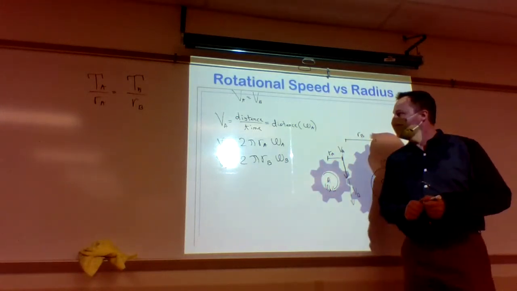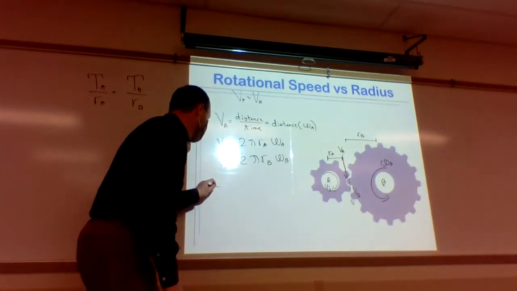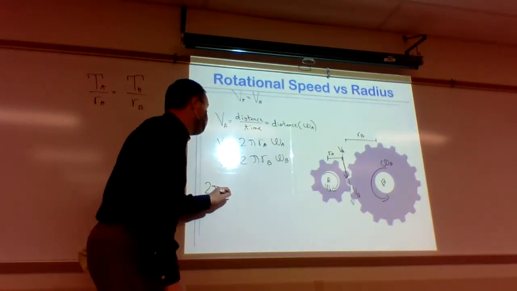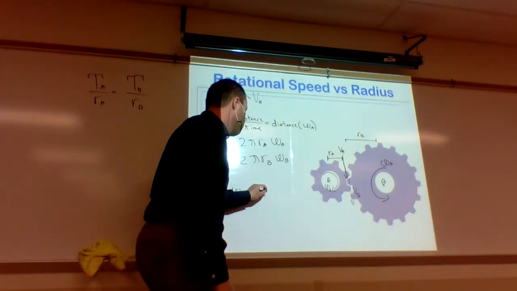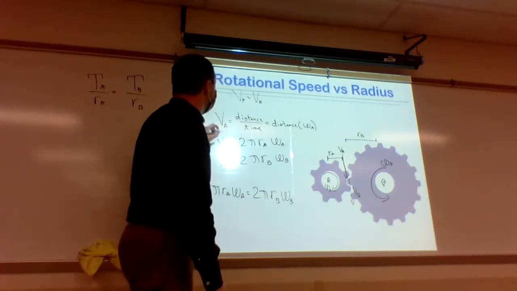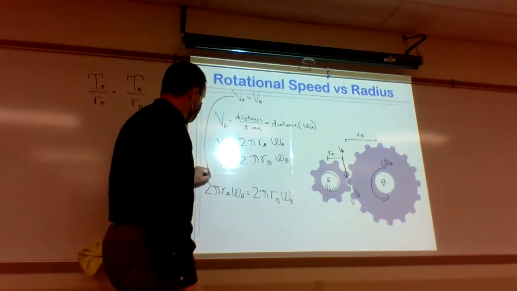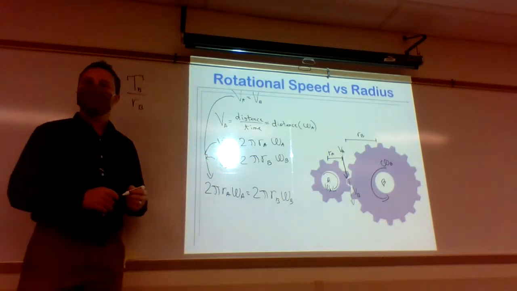Okay. And again, because they're not passing through each other, it's the same speed, meaning 2 pi RA omega A is equal to 2 pi RB omega B. And again, all I've done is taken this and plugged these in.